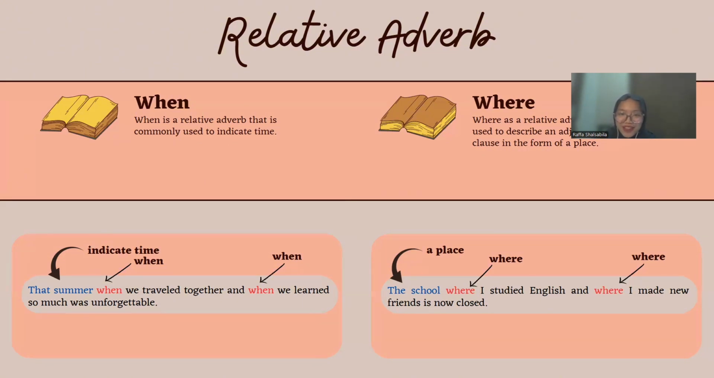Where is a relative adverb used to describe an adjective clause in the form of place. For example, the school where I studied English and where I met new friends is now closed. The sentence contains multiple adjective clauses, which are the clauses that describe the noun the school. The two clauses are where I studied English and where I met new friends. Both clauses use the conjunction where, which functions as a relative adverb to indicate a place, namely the school, since both clauses specify the school in question. Next.